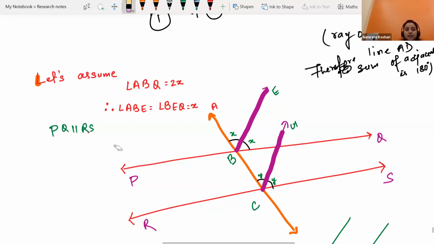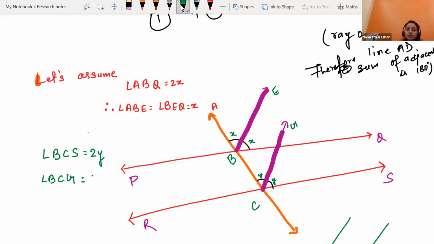Okay, let's write for the other one also. We are assuming that as y. Then angle BCS completely we are assuming as 2y, and hence angle BCG is equal to angle GCS, equal to y. Any confusion?